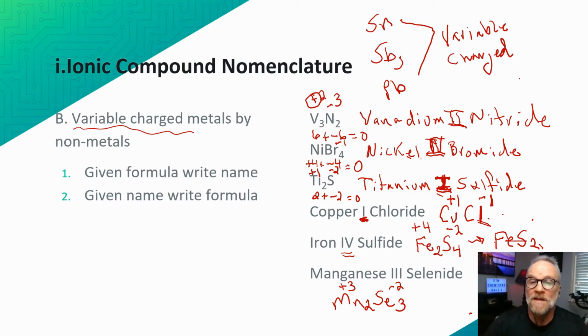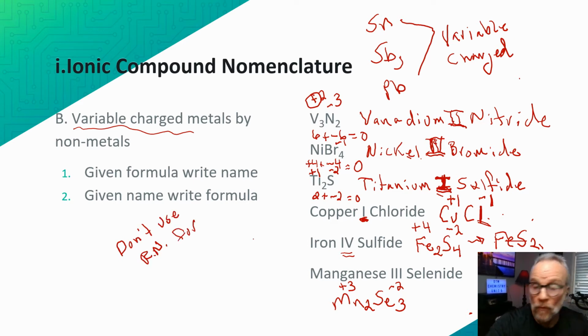We have some exceptions here. We have tin, antimony, and lead that you'll need to do this Roman numeral thing for. And those are in the main group. They're in groups 14 and 15. And then there's 3 transitional metals that have a fixed charge that you don't use Roman numerals for. So you don't use Roman numerals for silver, cadmium, and zinc.